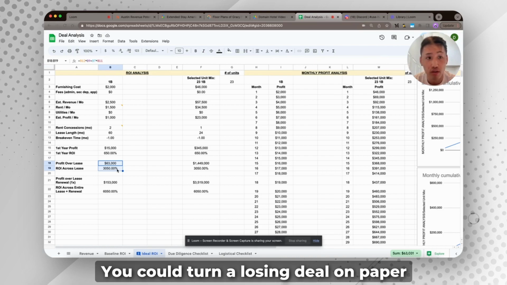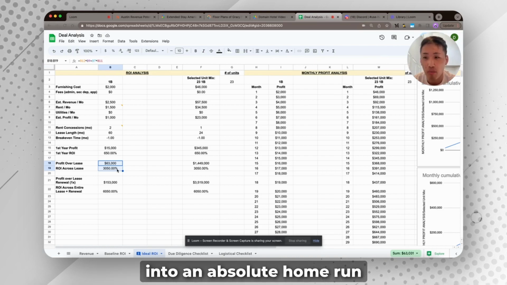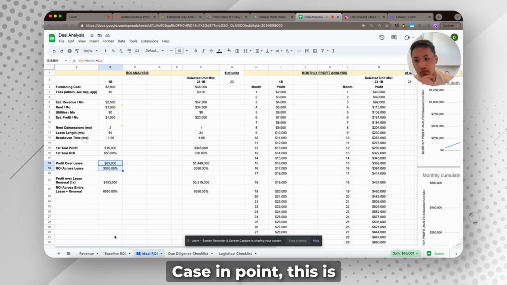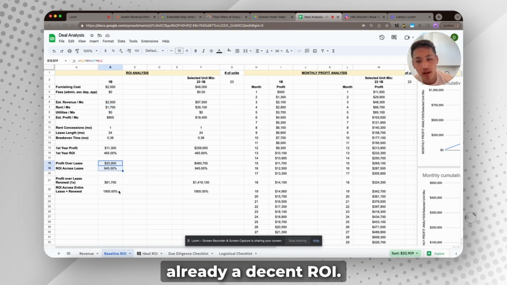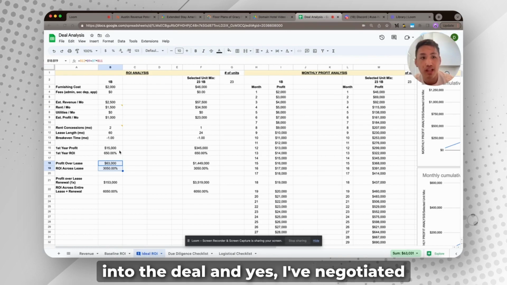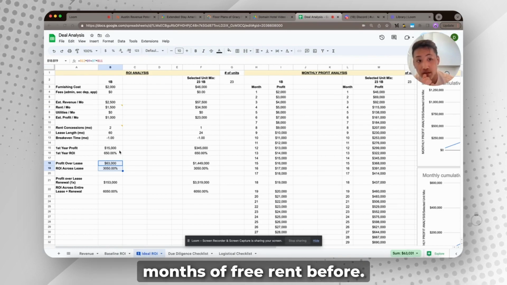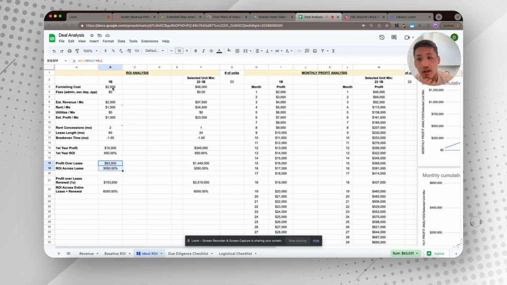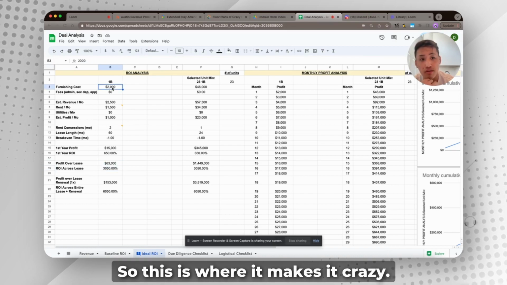This is why negotiation is a very big factor in getting units. You could turn a losing deal on paper into an absolute home run with the proper negotiations. Case in point, this is already a decent ROI, but now it just became absolute insanity if I'm able to negotiate this into the deal. And yes, I've negotiated things like this. I've negotiated 3 months of free rent before. This is very, very possible. Again, this is already fully furnished that they're offering me, so this is where it makes it crazy.